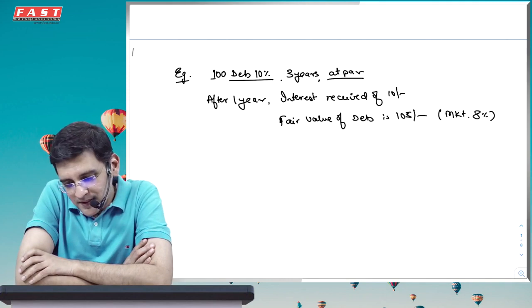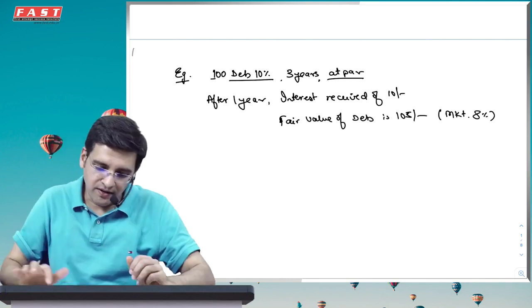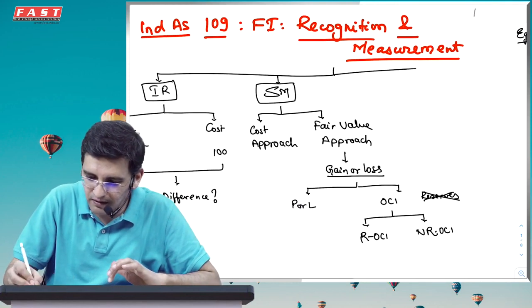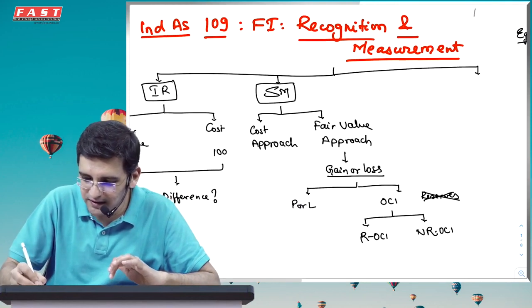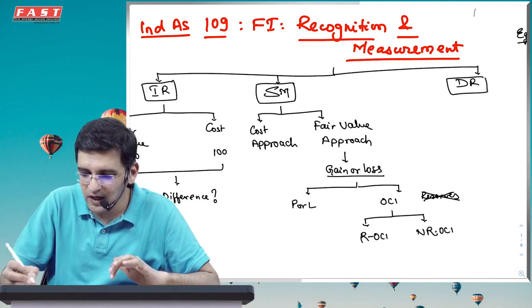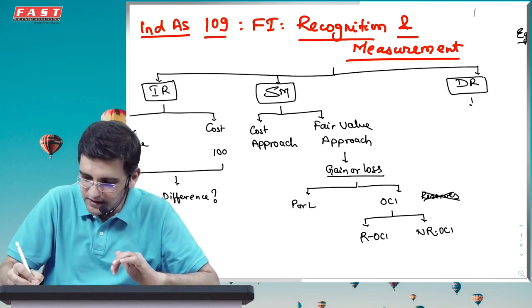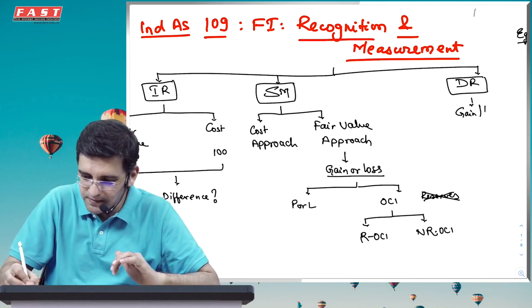So what I'm saying is the question is, should I record it at 105, and if yes, what should I do with the profit? And then obviously one particular day I will either redeem it, or some way or the other I might sell it. So that means derecognition, and what happens with the derecognition, gain or loss.